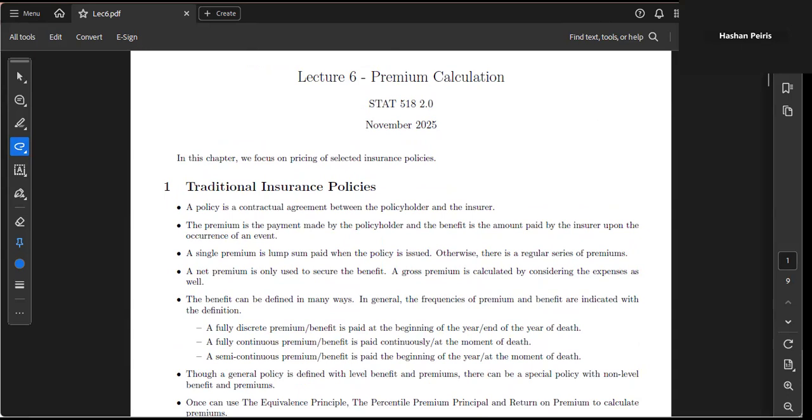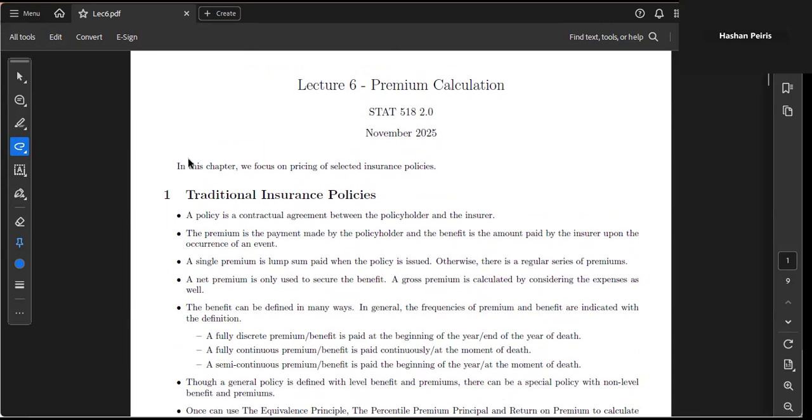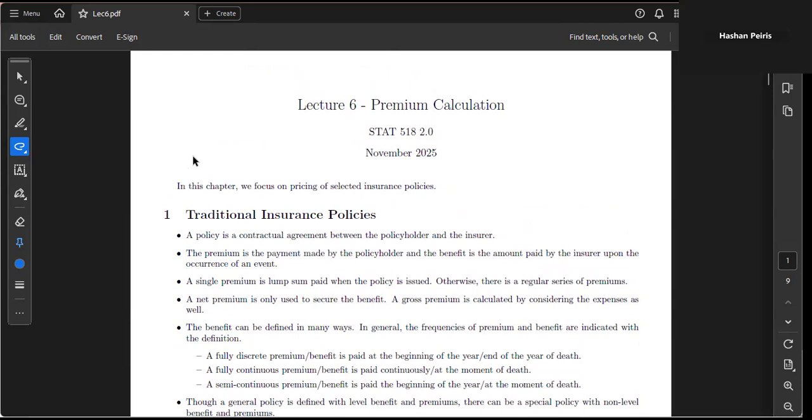Hello, everyone. In this part of the lecture, actually the last part of the lecture, we have discussed finding the present value of future benefit of a life insurance product and how to find the present value of an annuity. Then the use of those two will be calculating the premium for a given life insurance product.